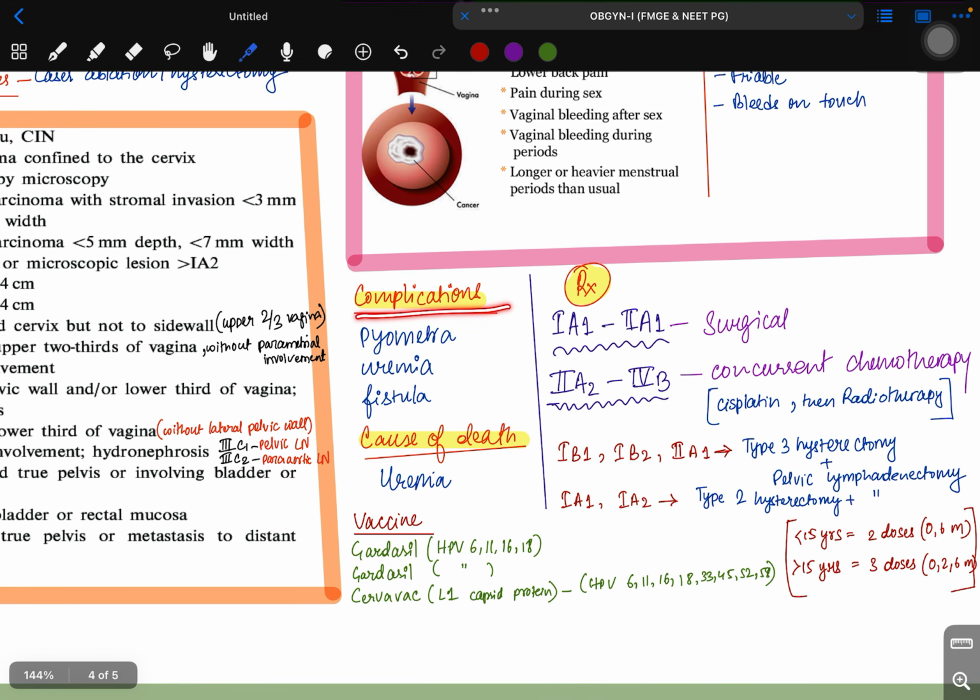What are the complications of cervical cancer? There will be pyometra, uremia, fistula, and this uremia is the cause of death in cervical cancer.